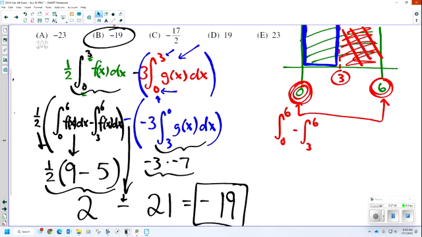If you knew these rules down, you could have done that without any of this explanation. But you're watching this video because you need it explained, and there it is. Choice B.